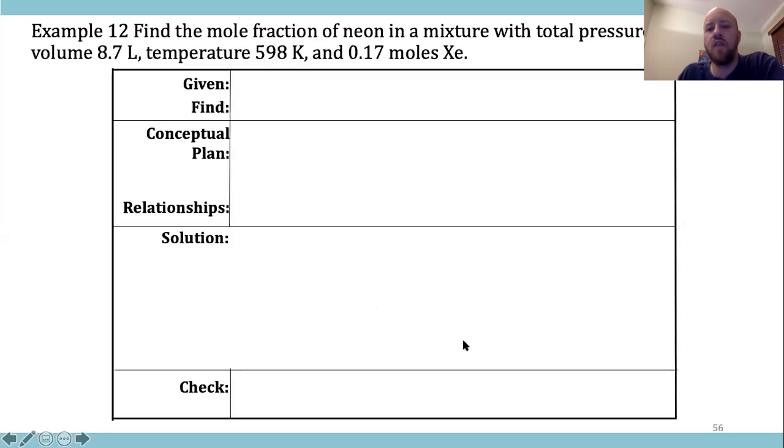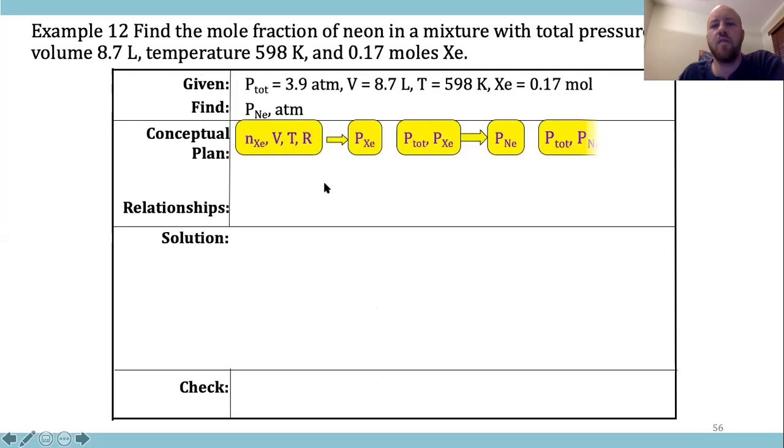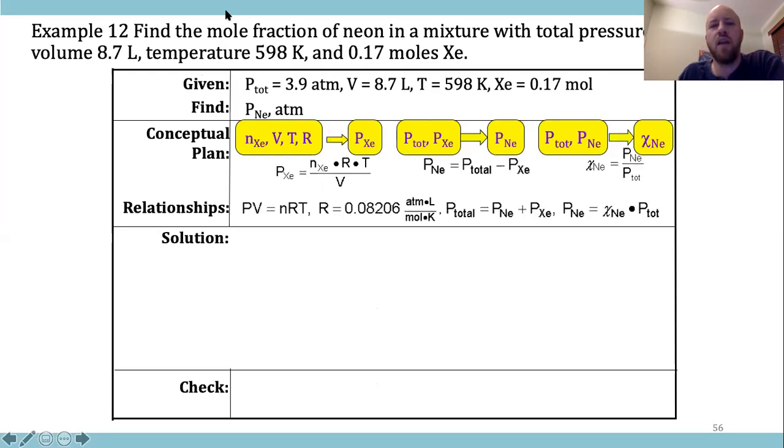These tend to be a little more complicated than the plug and chug kind of problems, but for the most part, this particular example 12 here is pretty much the kind of problem that you can expect to see. Maybe not quite this complicated. In this case we're told the total pressure. Again, total pressure is given, the volume is given, and the temperature.